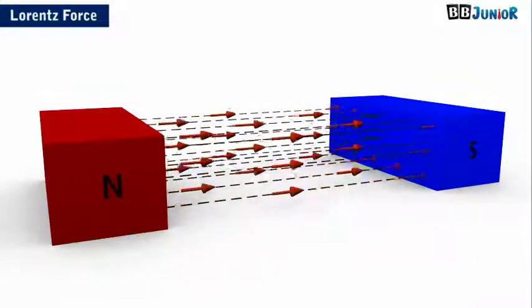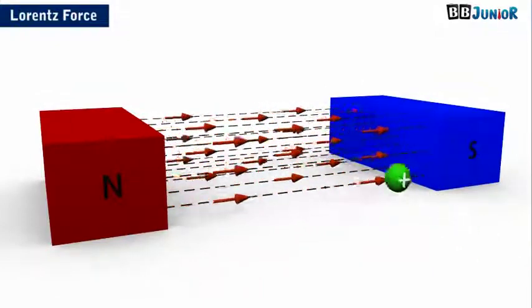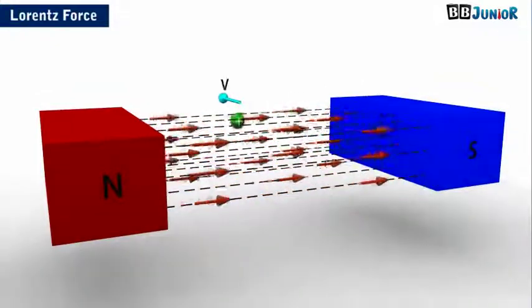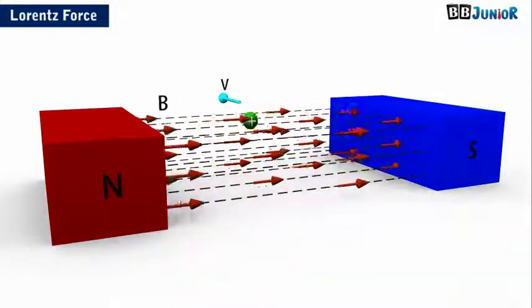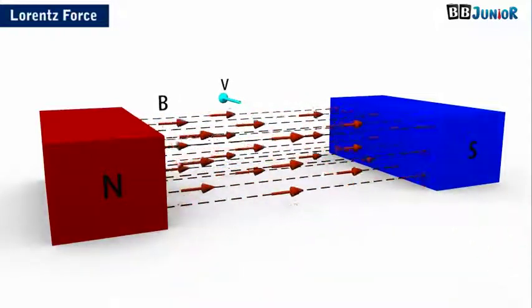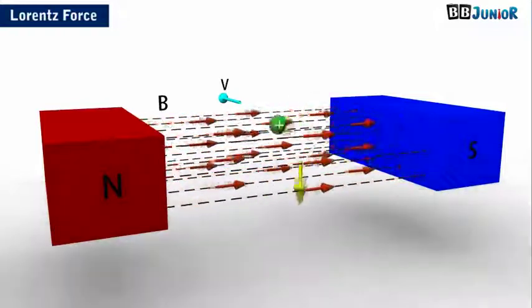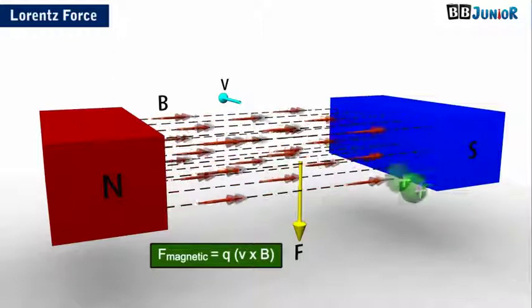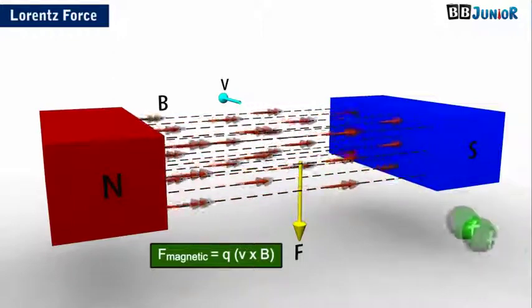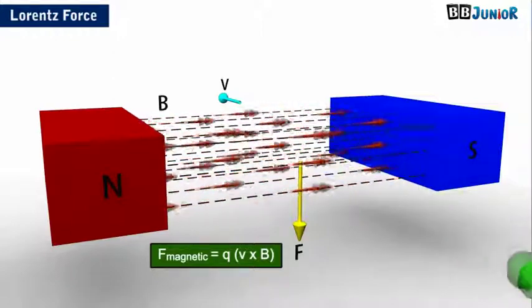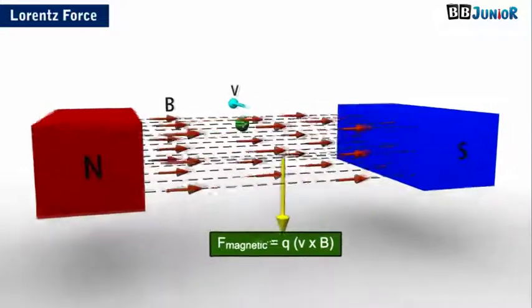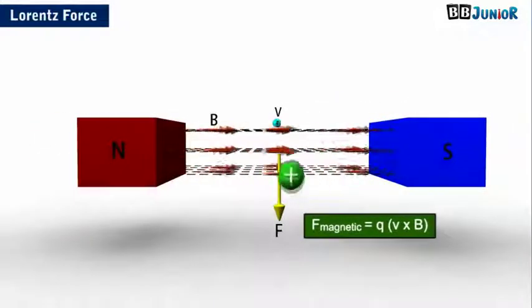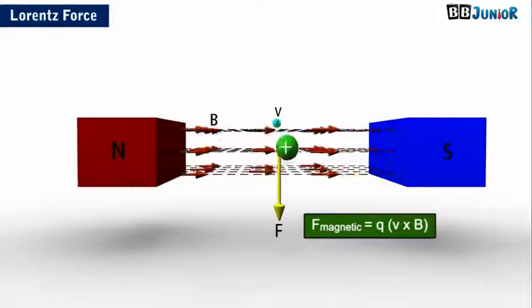Consider another charge of Q coulomb moving with the velocity of V in the magnetic field B. Here, the force acting on the moving charge due to the magnetic field is F magnetic equal to Q into V cross B. The force F is perpendicular to the plane containing the velocity vector and the magnetic field vector.